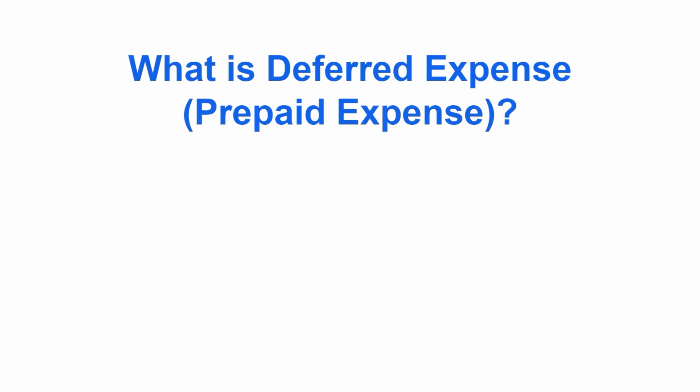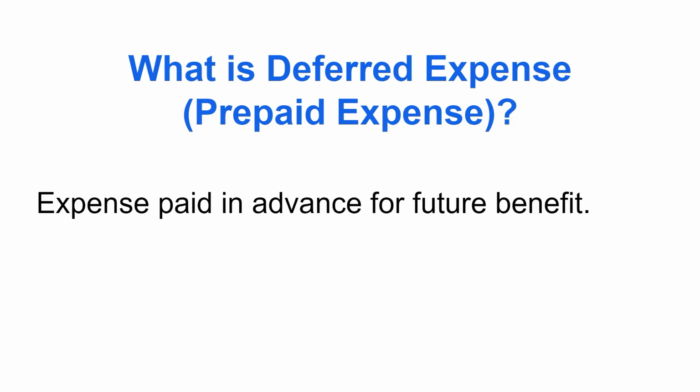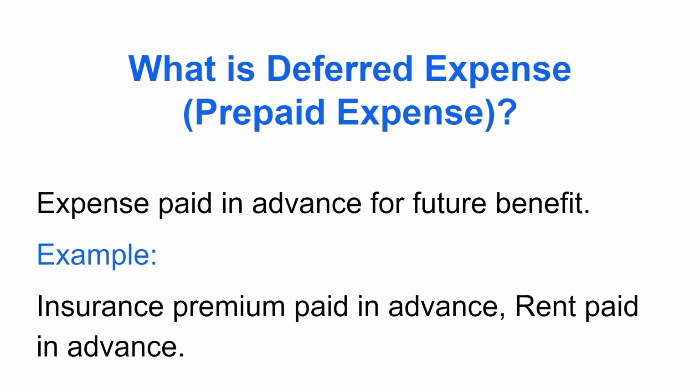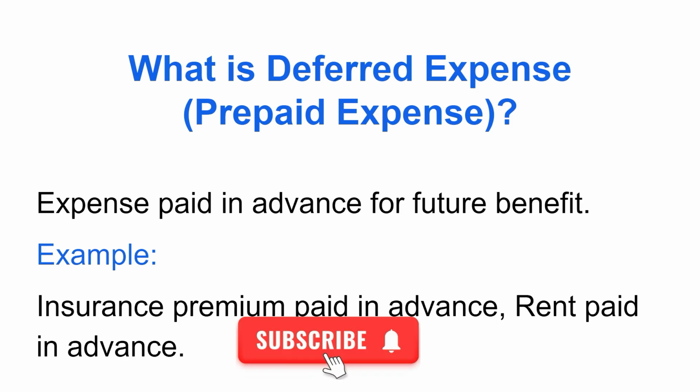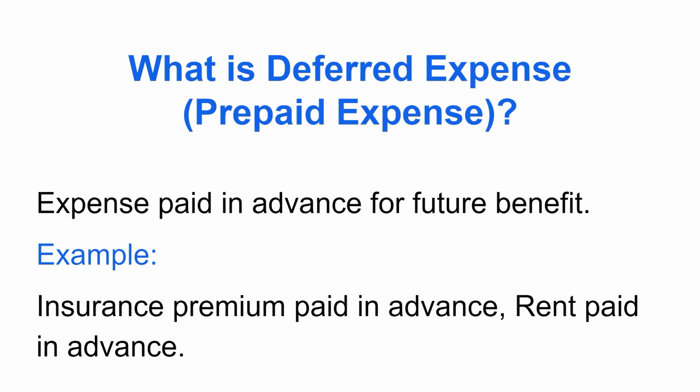What is deferred expense? That is prepaid expense. Expense paid in advance for future benefit. Example, insurance premium paid in advance, rent paid in advance. Deferred expense means we have already paid money but the benefit will come later in the future. For example, if we pay insurance today for the next year, the benefit is for the future, not for today. So we don't treat it as this year's expense. We keep it as an asset until the time comes.